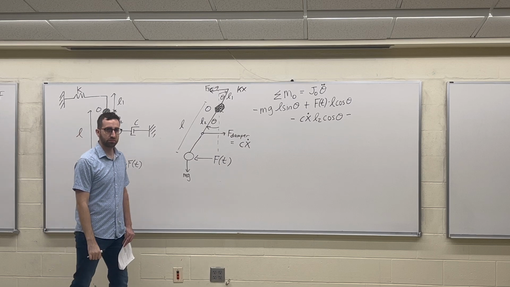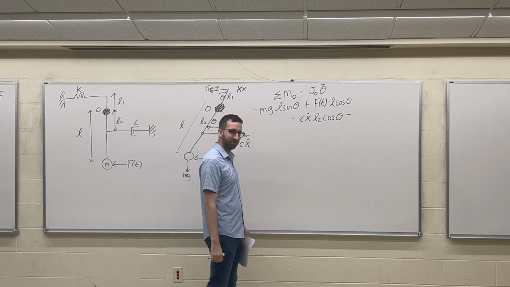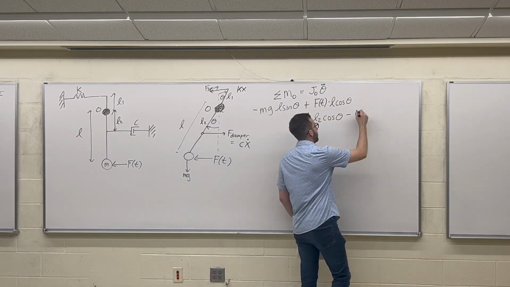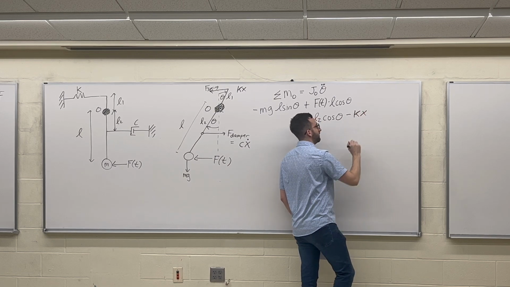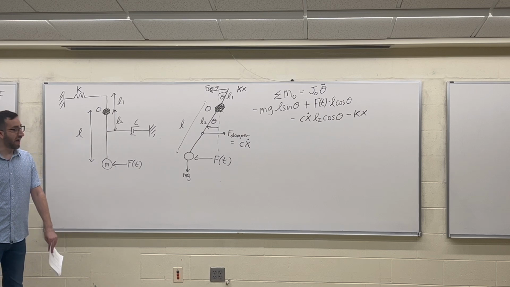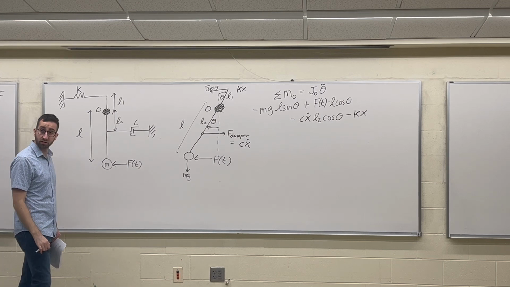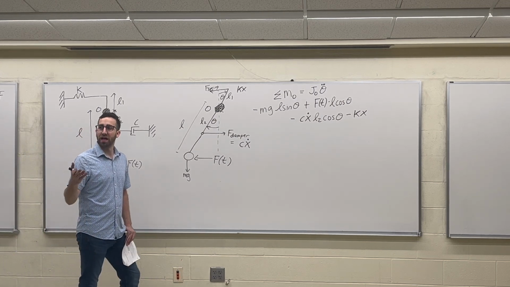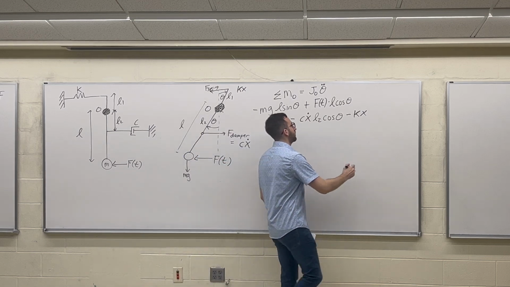K x. This is K x. It's written like x K. Jesus Christ, man. x K, yeah, but it's not wrong, it's just weird. K x times the moment arm, which is what? L1 cosine theta.